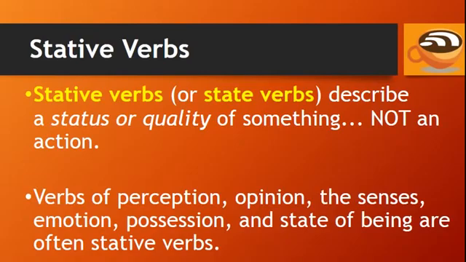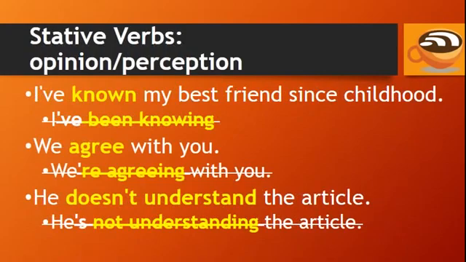Stative verbs cannot be used in continuous form. Here are some examples of stative verbs with opinion or perception. I've known my best friend since childhood. Don't say, I've been knowing. We agree with you. Don't say, we're agreeing with you. He doesn't understand the article. Don't say, he's not understanding the article.